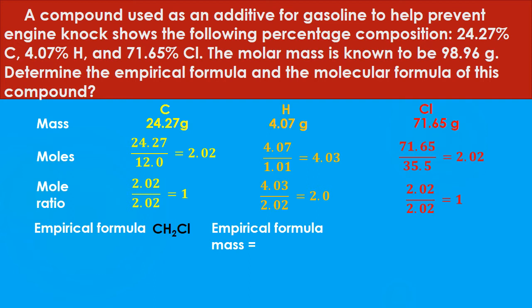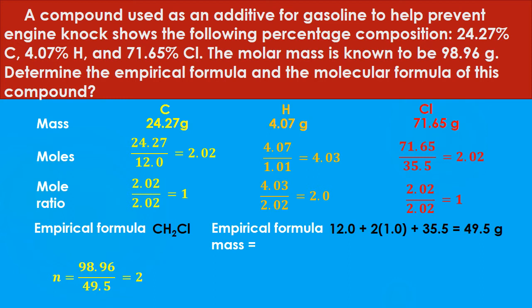Now we need to find our empirical formula mass. We find that to be 49.5 grams. Once we've found our empirical formula mass, now we need to find the ratio of the formula mass to the empirical mass. So we divide the formula mass by the empirical mass. We're already given the molar mass, or the formula mass, which is 98.96. So we take our 98.96 and divide it by 49.5. And that gives us approximately 2.